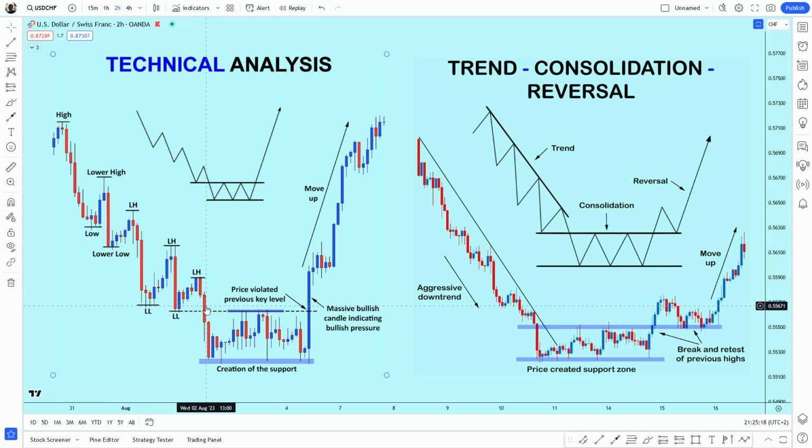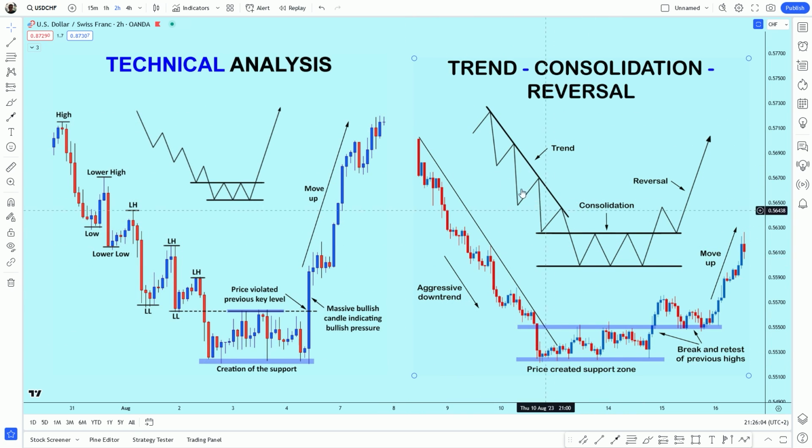In this example here we have a downtrend, then price consolidated between this support zone and this previous key level. Price then formed this massive bullish candlestick and then continued to go up. Price didn't form a pullback and didn't retest this previous key level, so I would likely miss this trade and possibly look to buy somewhere here but on a lower time frame.